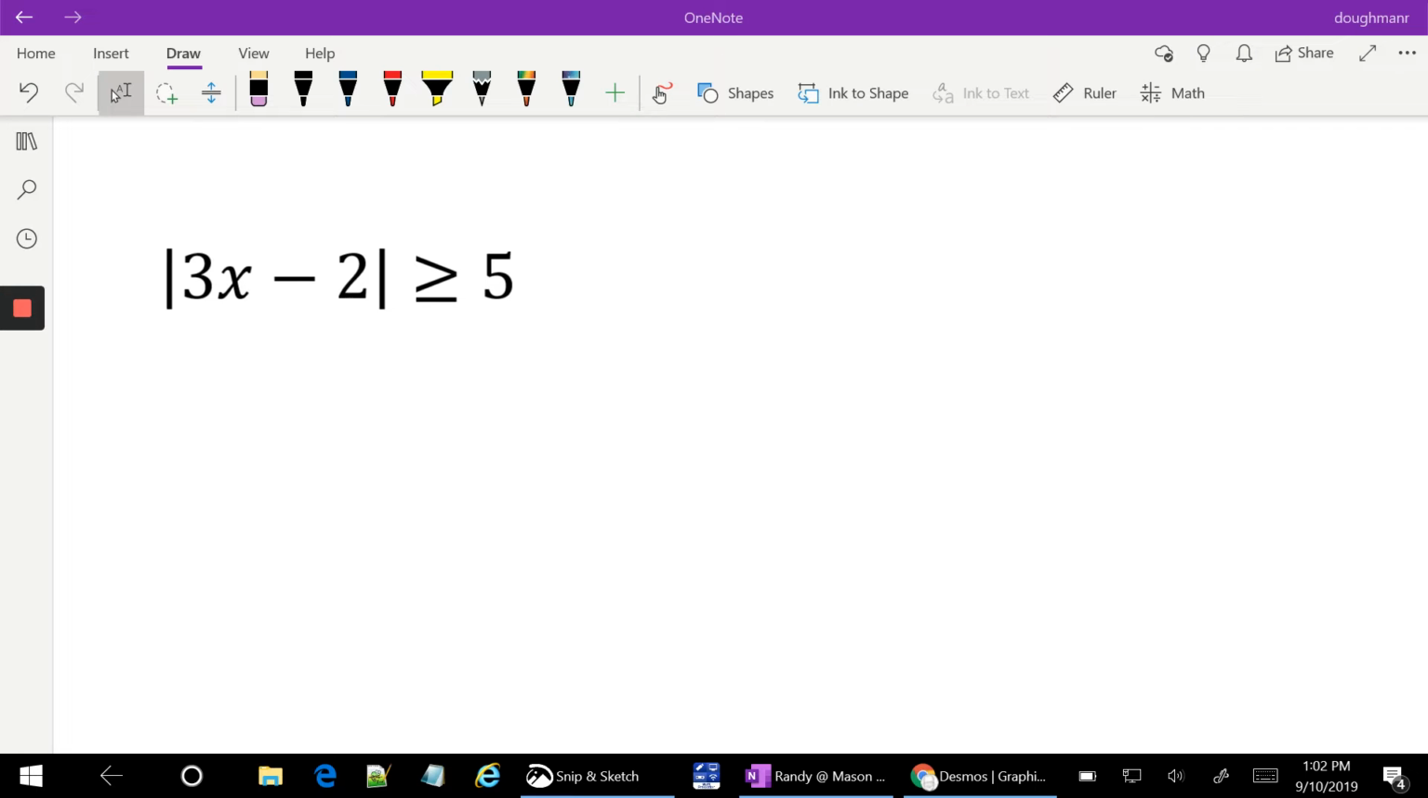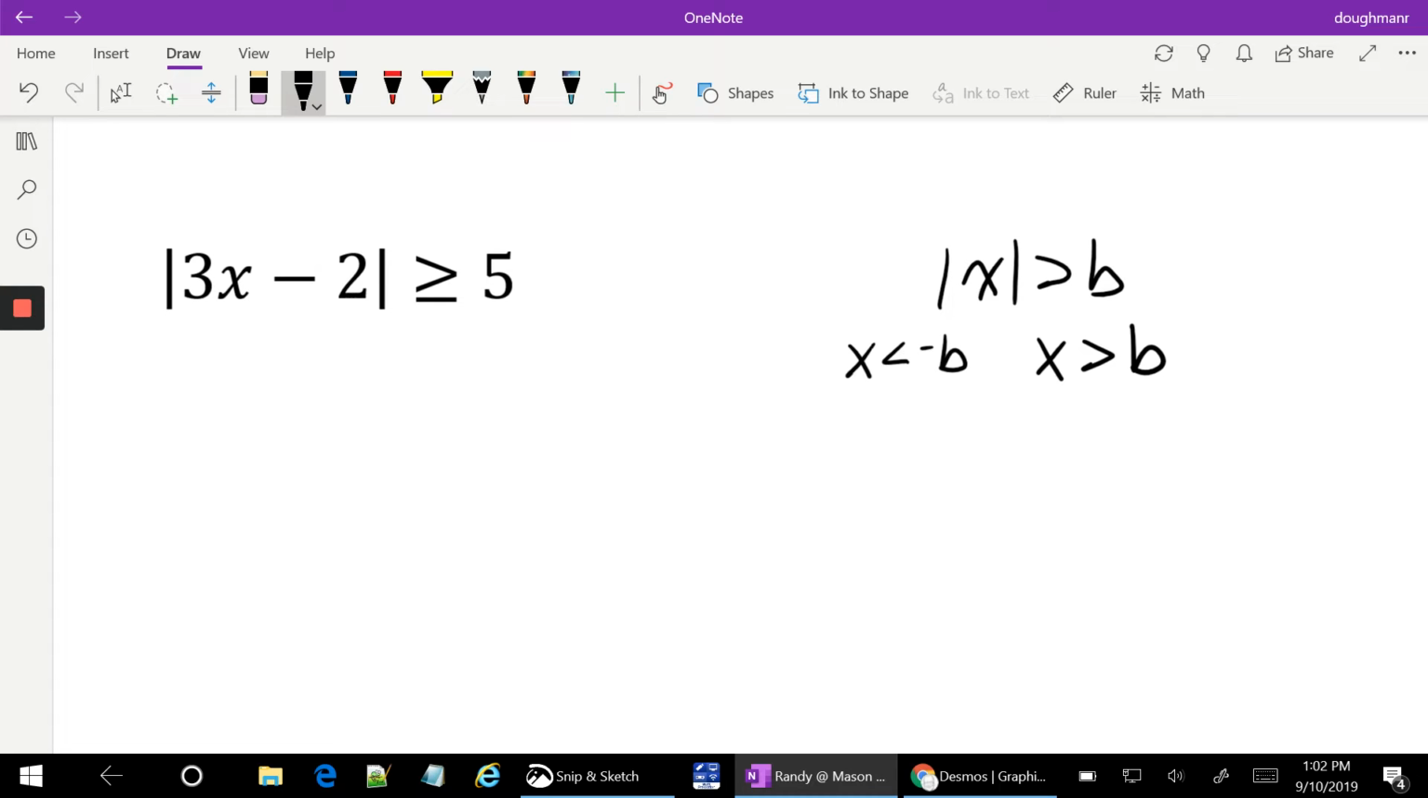Okay, this is another sample problem for solving absolute value inequalities. The absolute value of 3x minus 2 is greater than or equal to 5. And once again, I remember that if I'm given the absolute value of x is greater than some number b, I then know x has to be greater than b, and likewise, x has to be less than the opposite of b. Sometimes I like to write it b less than x. All right, so I know that, so I've got my two equations.